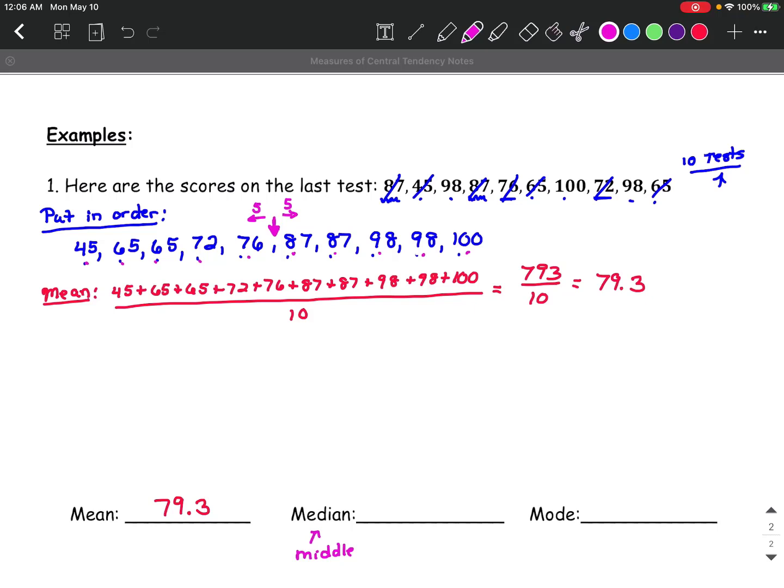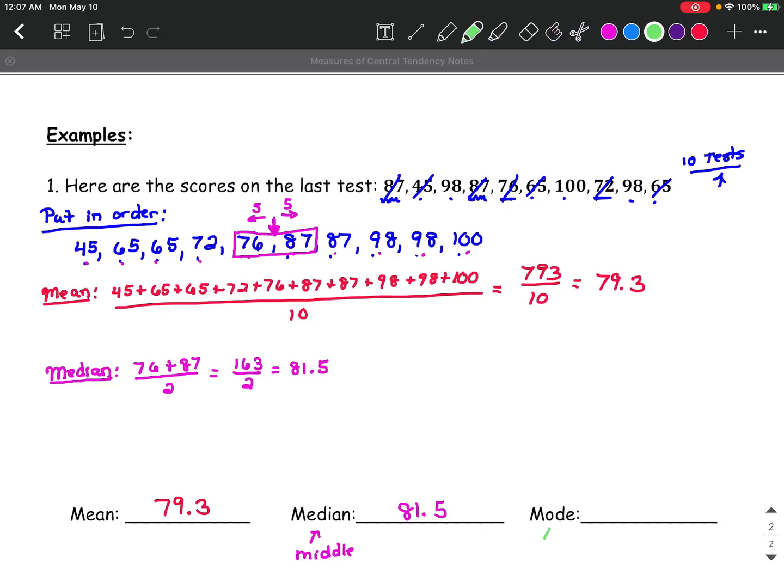Since I don't have one in the middle because I have an even number, what I have to do is average the 2 in the middle. So I'm going to take this 76 plus 87, add them up, and divide by 2. So let's see, 76 plus 87, that's 163, and divide by 2. And yes, of course, you can use a calculator. And 163 divided by 2, that's 81 with 1 left over, so 0.5. So our median is 81.5.